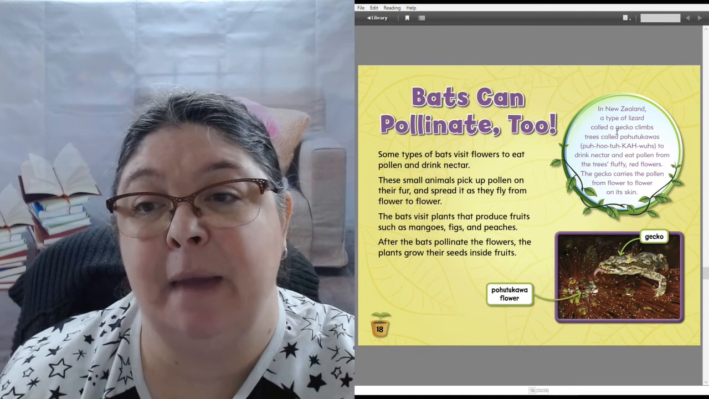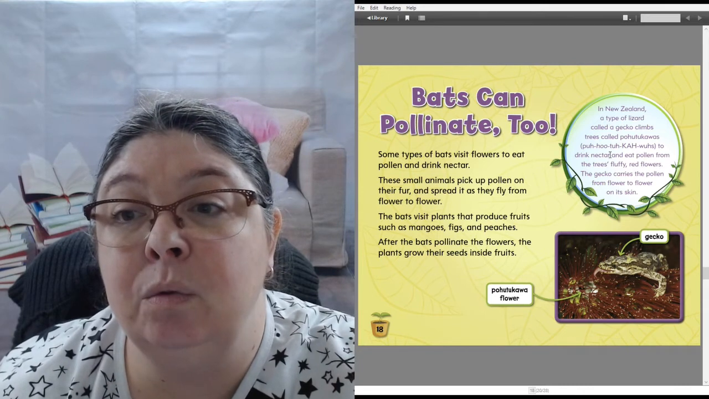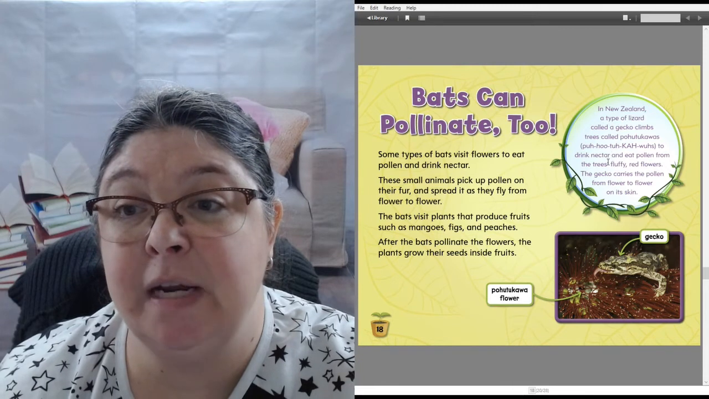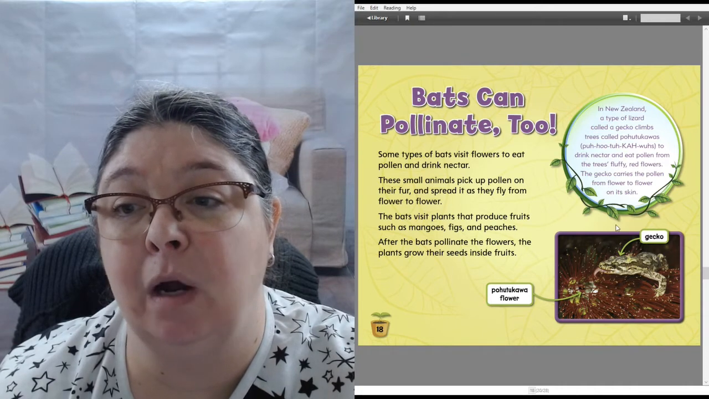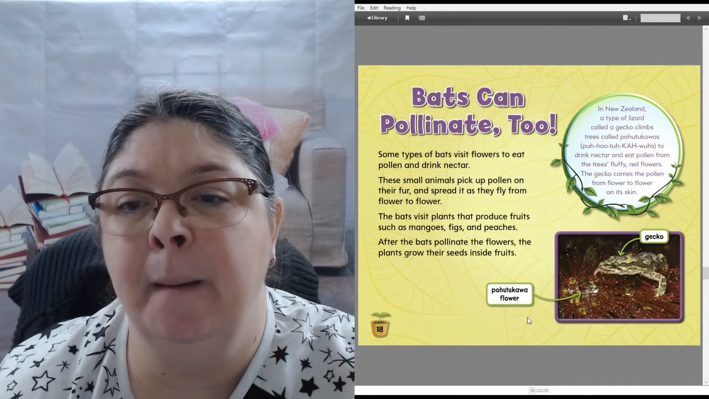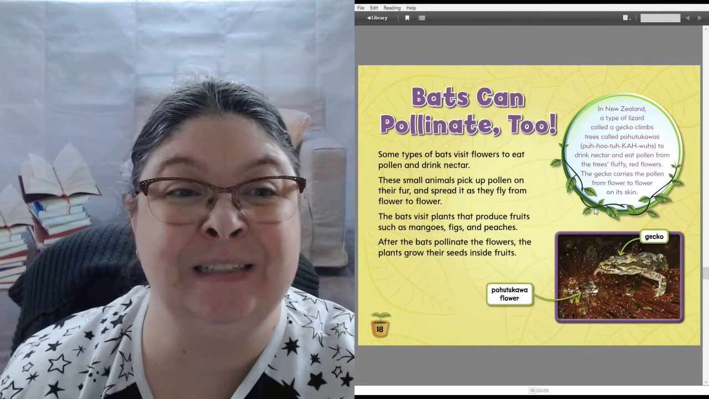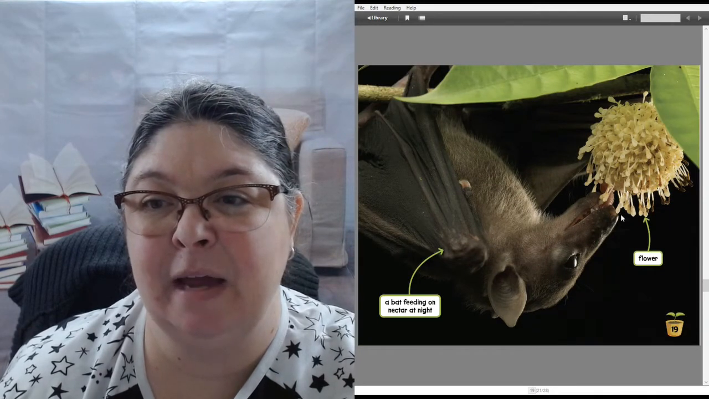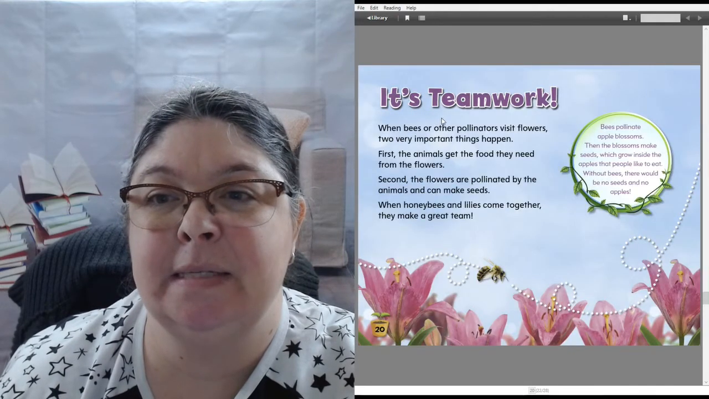In New Zealand, a type of lizard called a gecko climbs trees called pohutukawas to drink nectar and eat pollen from the trees. Fluffy red flowers. The gecko carries the pollen from flower to flower on its skin. Pohutukawa. What a name for a flower. Oh, there's the bat. It's eating some nectar from the flower. And it says it's teamwork.